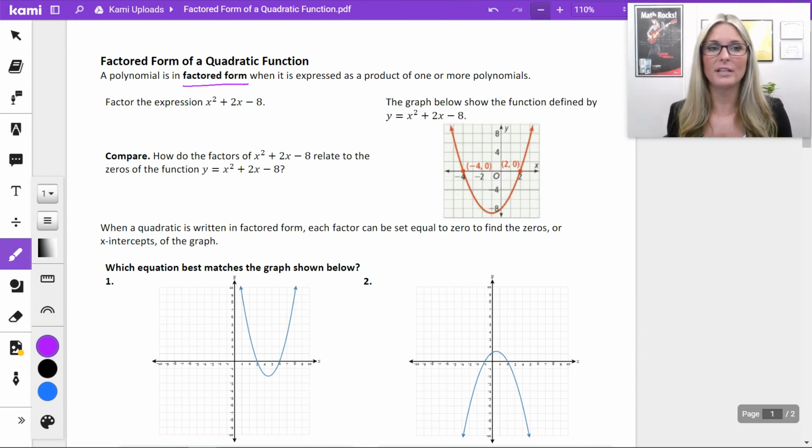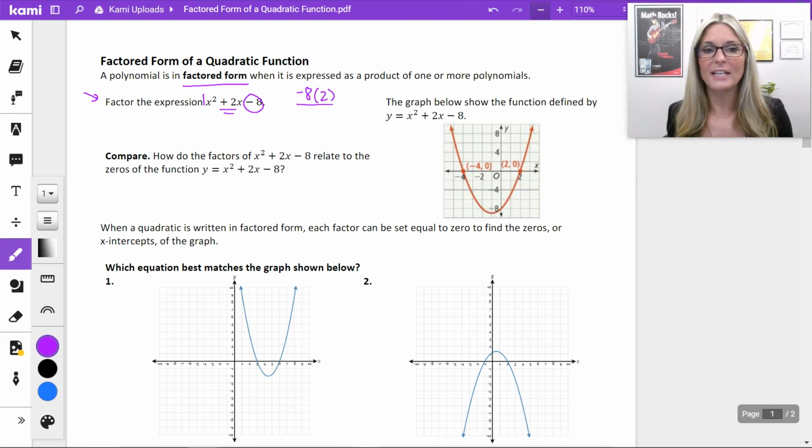So let's just start with this first example. Factor the expression x squared plus 2x minus 8. Since the leading coefficient is 1, I can look at this back constant, the negative 8, and consider the factors of negative 8 that would add up to 2. So I'm going to do some scratch work over here.